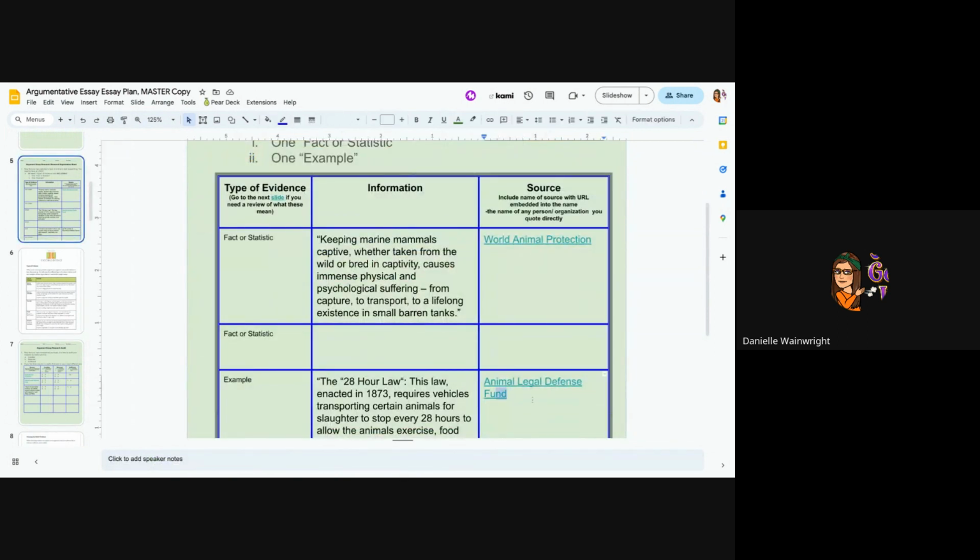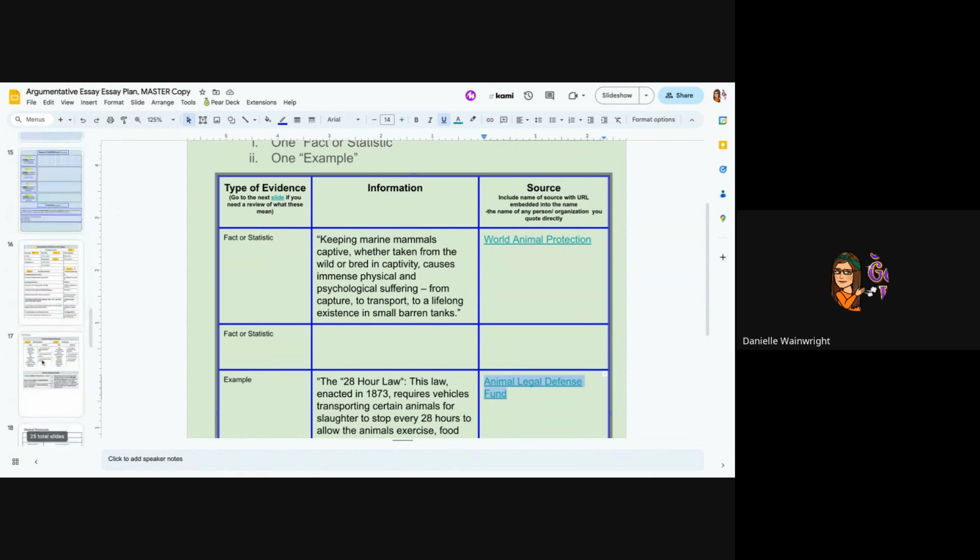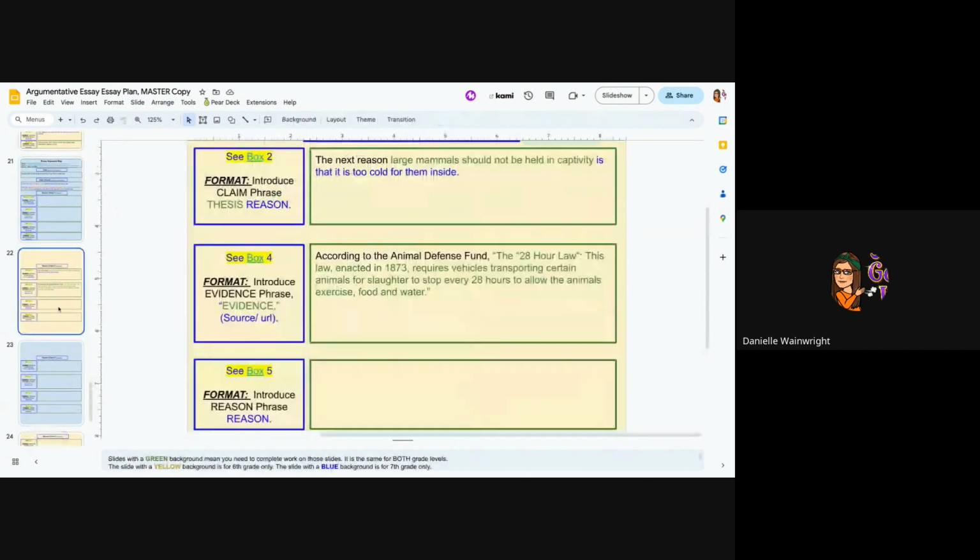Animal Legal Defense Fund. So I was off by one word. So it's good that I checked, right? And I'm just going to copy that URL. And I'm going to put it right in there.